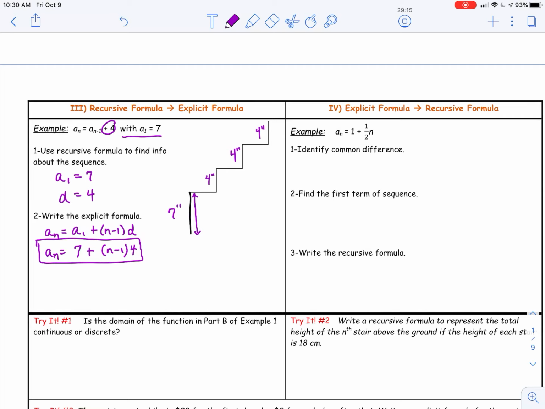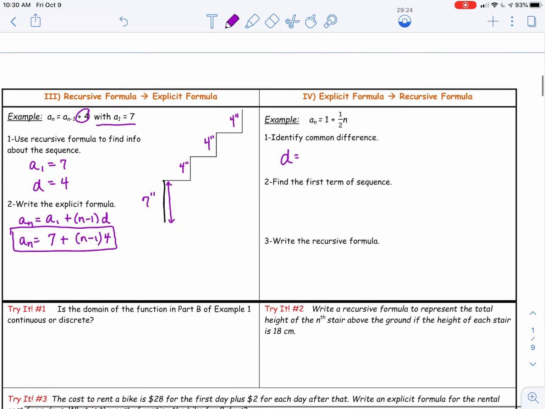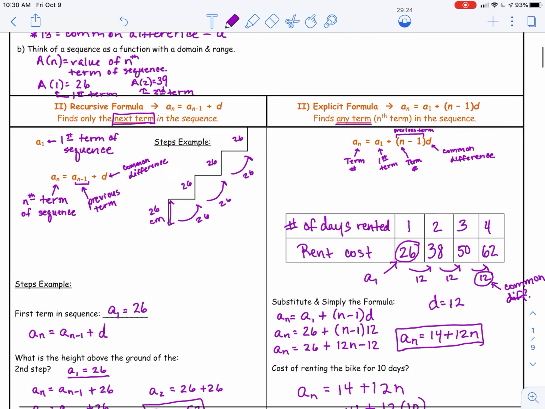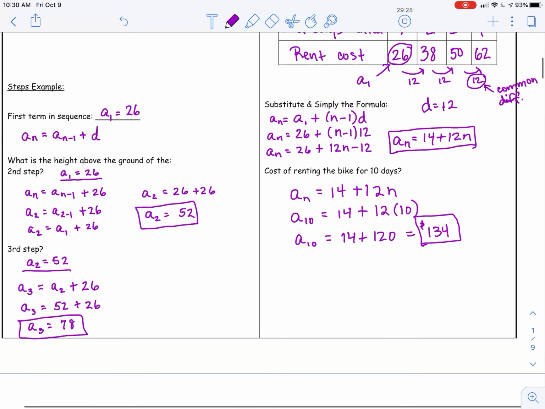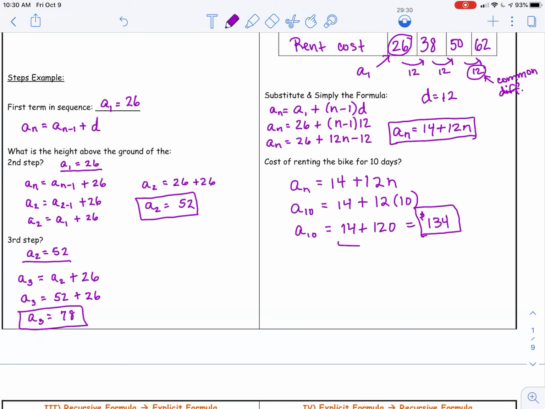Okay, well, let's break it apart. So let's identify, first of all, what is the common difference? Now, this is kind of backwards. So how you would have seen this, let's go up and find where we did an explicit formula here. See this explicit formula right here? Not right there, I'm sorry. This one, right here.